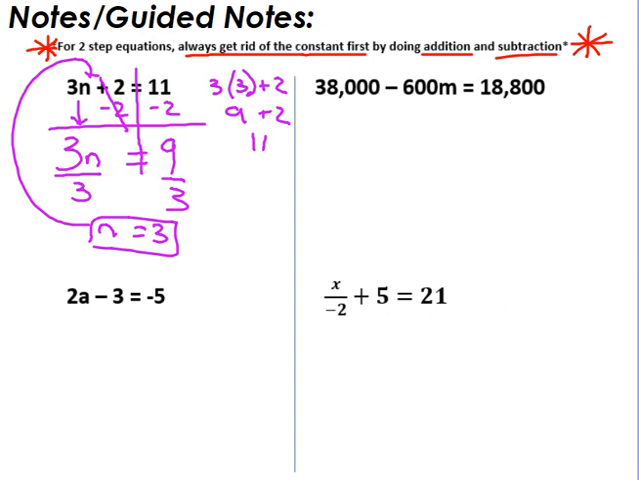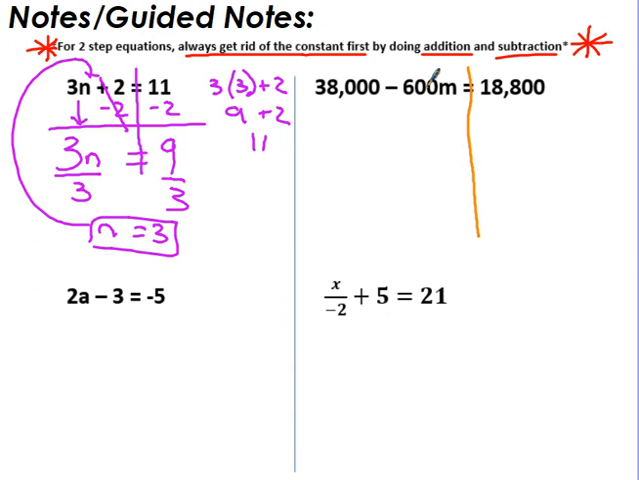So, looking at the second one here in the top, I'm going to look at this one in the top right here. Now, again, here's my equal sign, so that's where I'm going to draw my line. The variable's on the left side, so I need to worry about getting rid of this 38,000, and then I got to worry about the 600 over here.